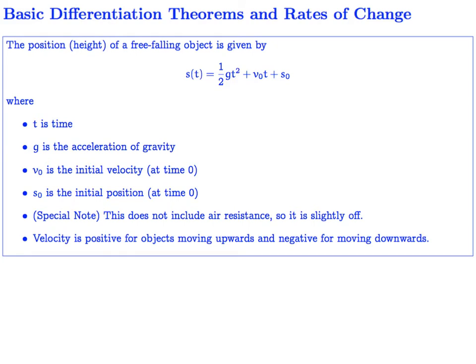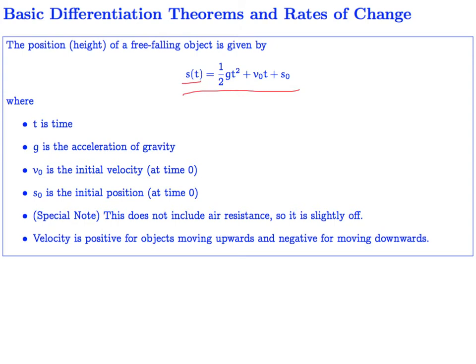Now in a few weeks we'll see how to figure out this formula for ourselves, but for now we're just going to get used to using it first. You can actually figure out the height of a free-falling object using this formula. This is often given out in intro to physics courses. But the basic idea is that s of t is going to be your height, where we have to use the following quantities in order to figure out our height at any given time.